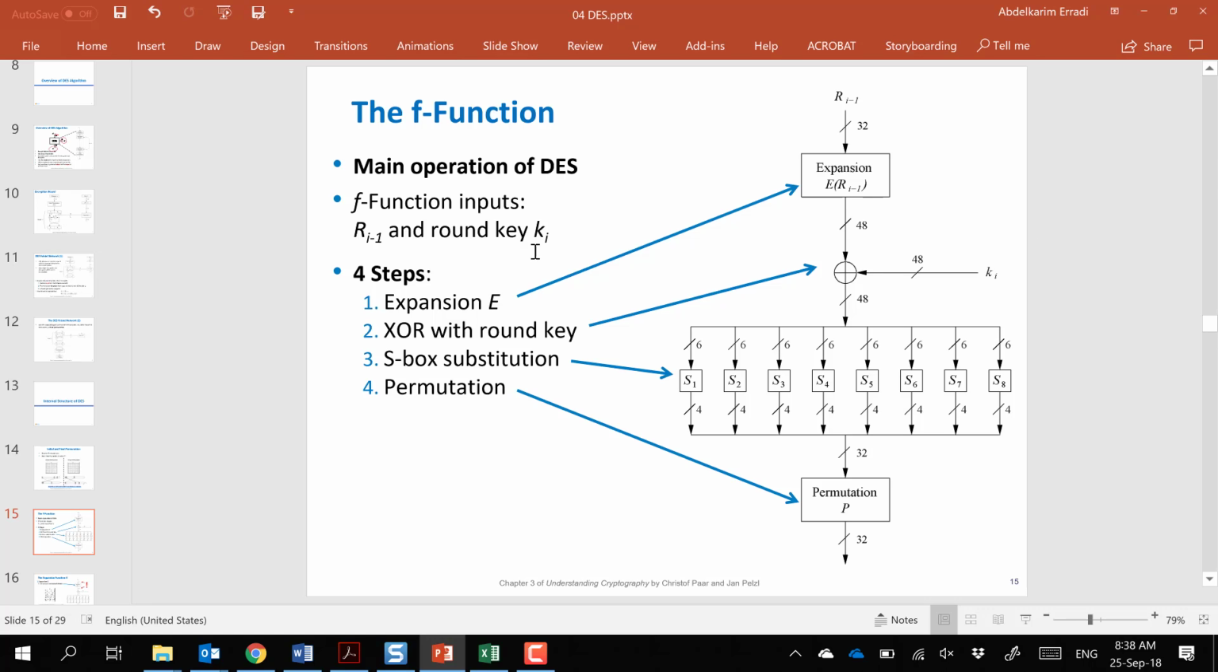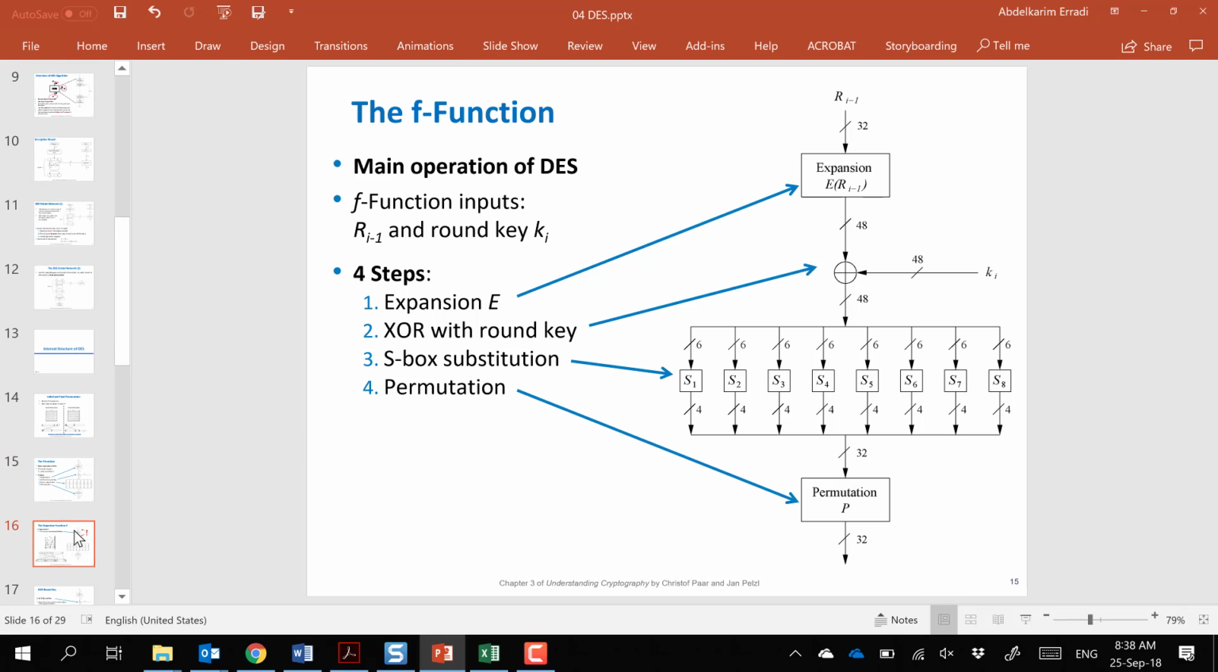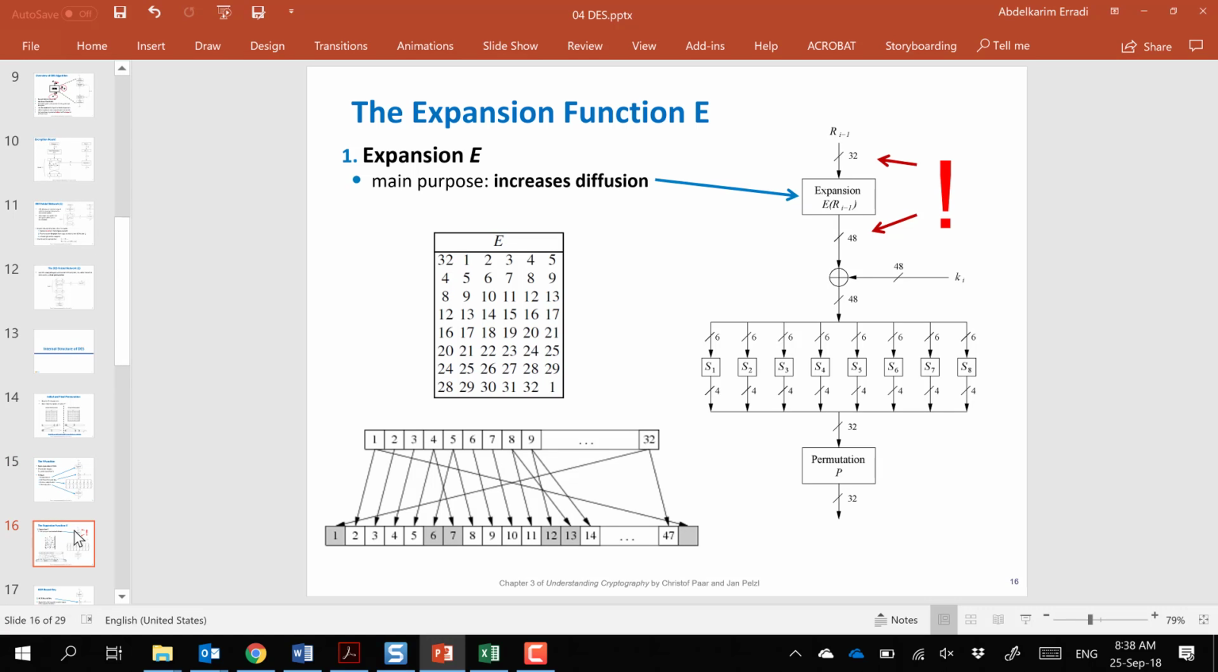Expansion. First, let's look at the expansion. What we get as an input is 32 bits. What we produce as output is 48. How do we do this? All we do, we take our 32 bits and put them in kind of an array. The first index is 1, 2, 3, 4, until 32.